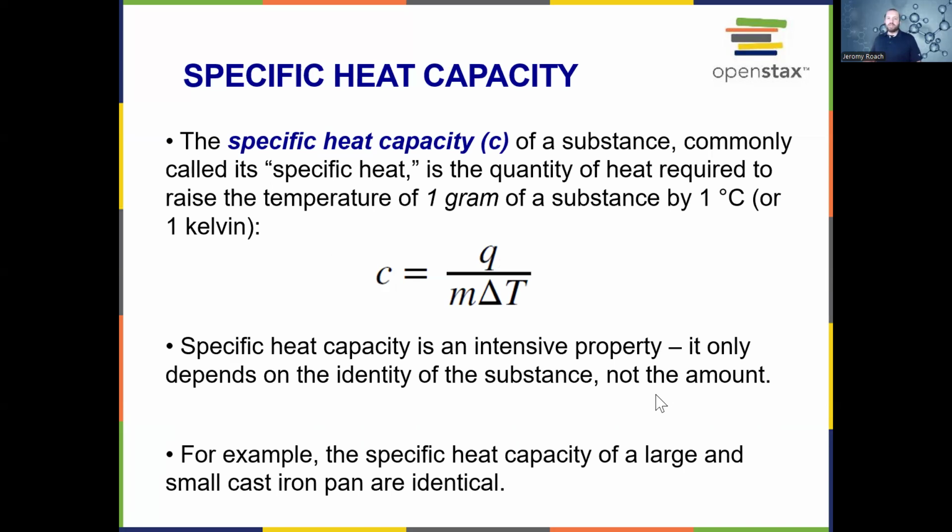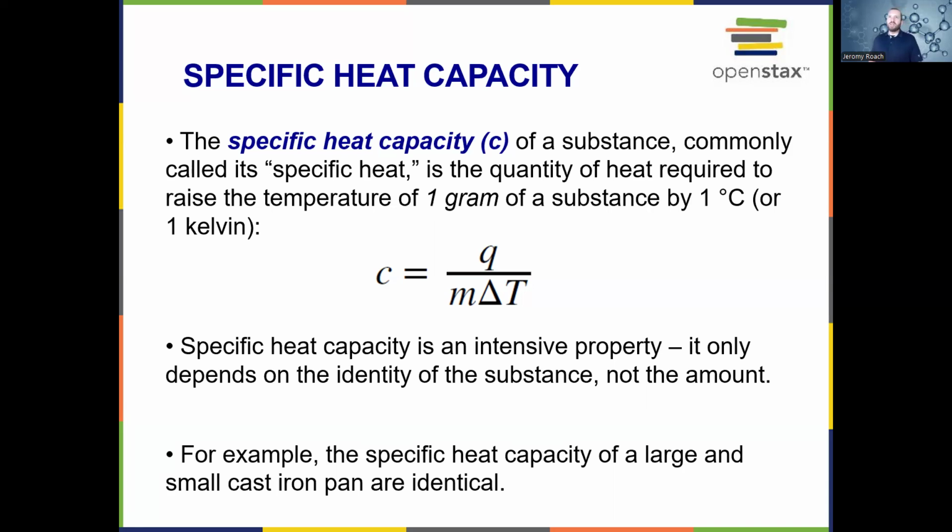Specific heat capacity. Specific heat is the amount of heat that we need to raise 1 gram of substance by 1 degree Celsius. So very much related to heat capacity. So heat capacity, again, is just the amount of heat that we need to change a substance's temperature by 1 degree. But the specific heat is how much heat we need to raise 1 gram of a substance by 1 degree.